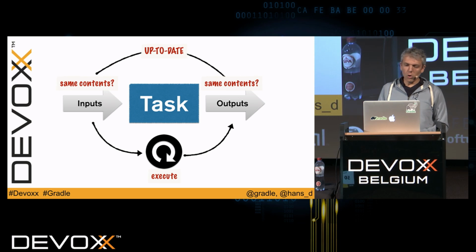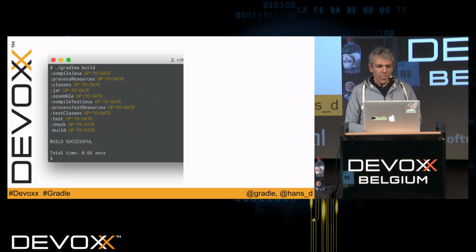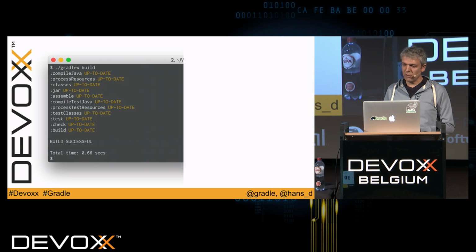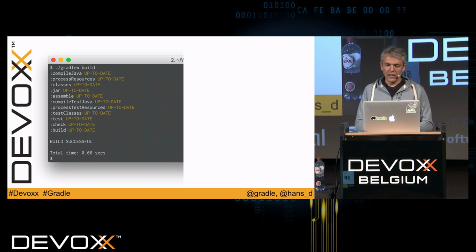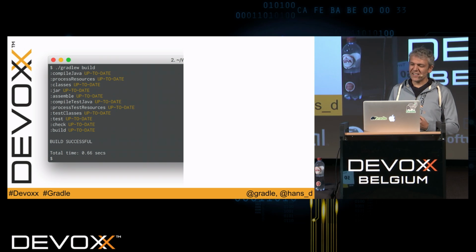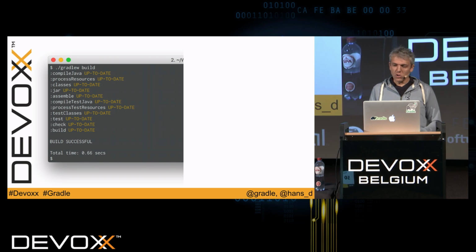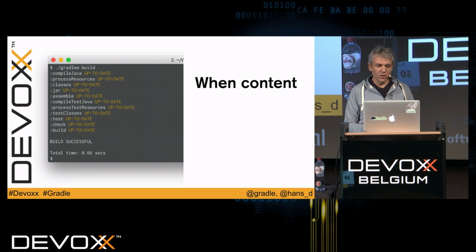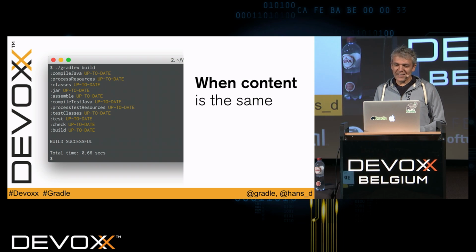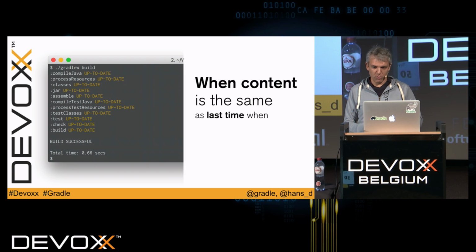Okay. And every Gradle user knows about the up-to-date feature. It is prominently shown on the command line. When a Gradle task was up to date, you can see that. But it is important to understand the details of the current caching mechanism. So the cache kicks in for a task when the content is the same as the last time the build was run.